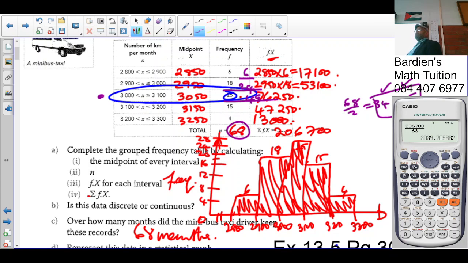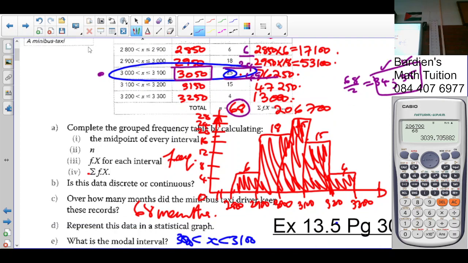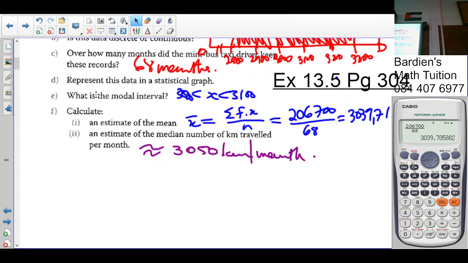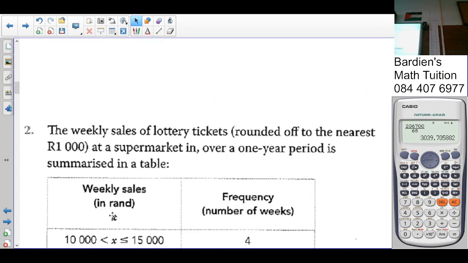Not so? So what do I say? To work out your median, since it is in the class interval, I work out the midpoint of that class interval. But I've worked it out already. What's the midpoint? 3050. So we can say that the median is approximately 3050 kilometers. Okay, any confusion here, people?